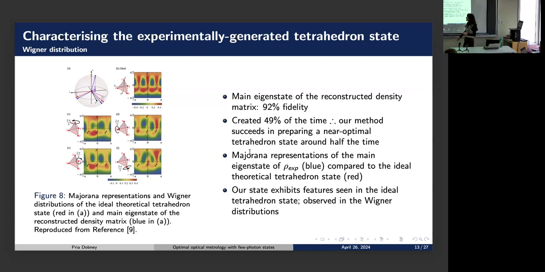And you can see the features that you expect from the ideal theoretical tetrahedron state in the Wigner distribution on the top right are present in the Wigner distributions of the one that we created. There are 4 plots because we have viewed it from the 4 different vertices of the tetrahedron state that we created, but they should all be identical to each other and to the top right one ideally. They're not perfect, but there are definitely the features that we aim to see there.